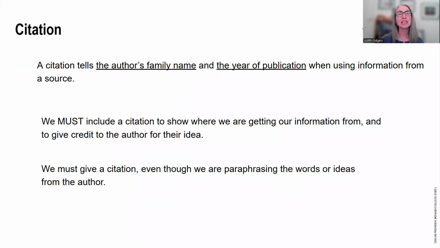A citation tells the author's family name and the year of publication when using information from a source. We must include a citation to show where we are getting our information from and to give credit to the author for their idea. We must give a citation even though we are paraphrasing the words or ideas from the author.